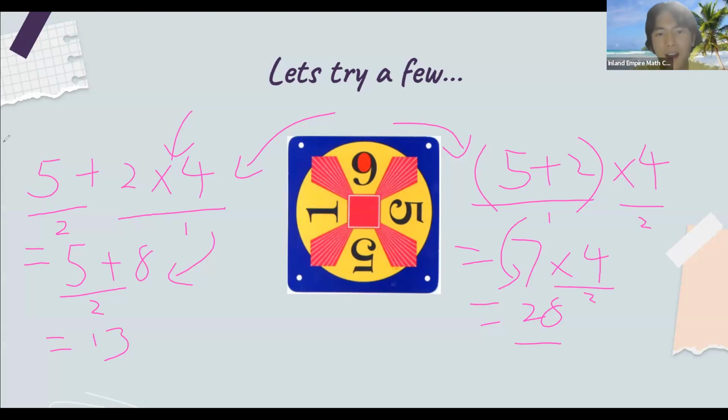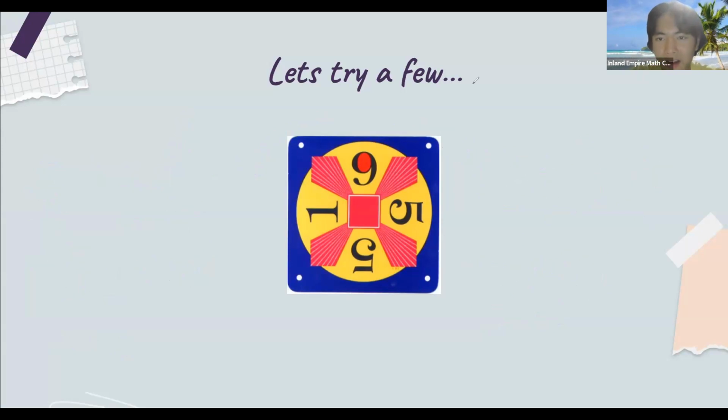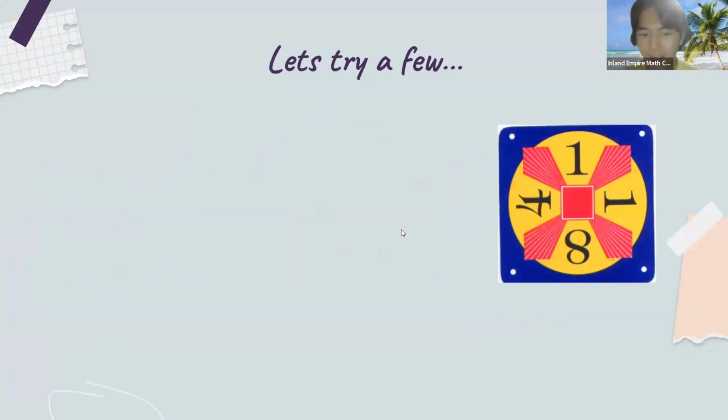Yeah, okay. All right, good job, Lloyd. Let's now go on to another puzzle. Just as a quick hint, this one will also require parentheses.